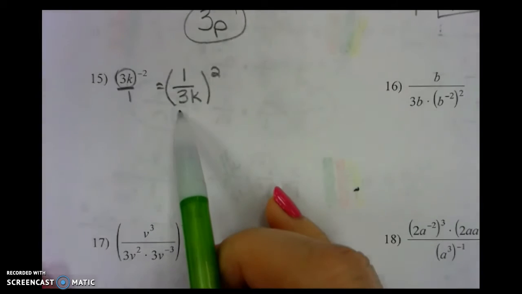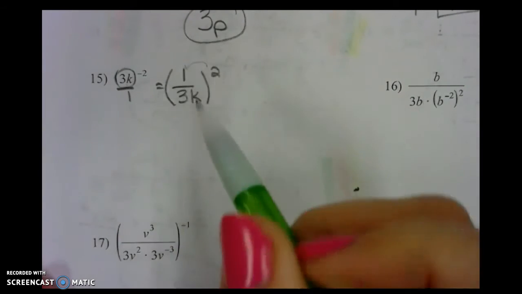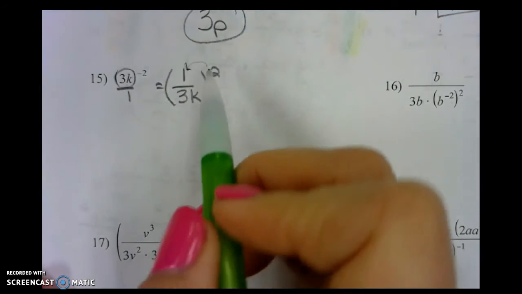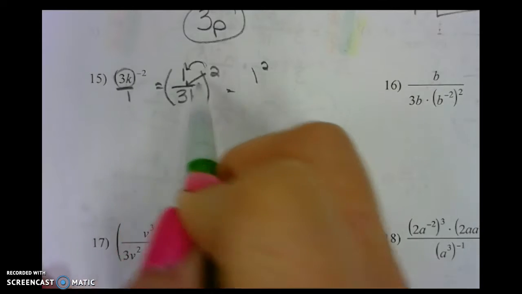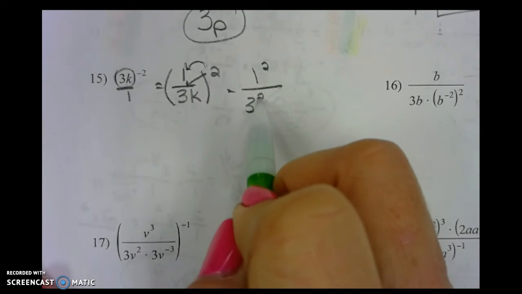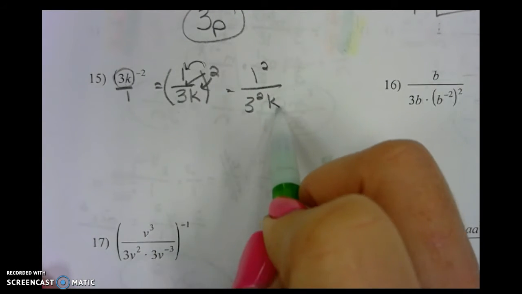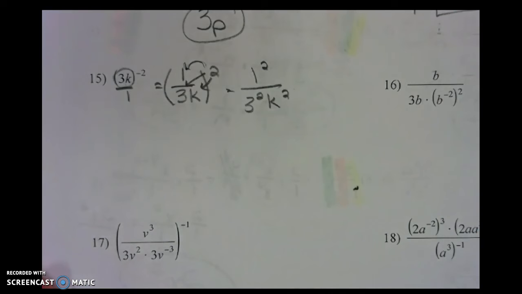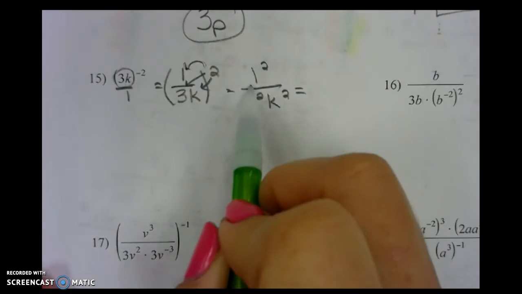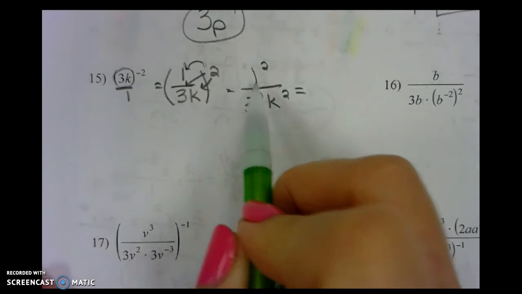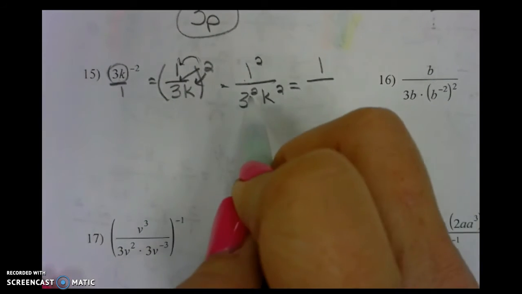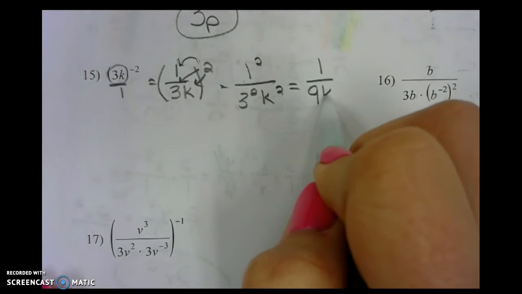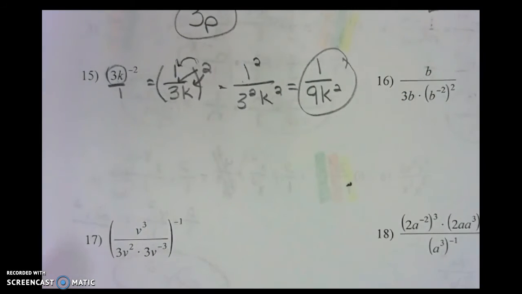Now this is a product power rule with a quotient. We are going to distribute that 2 exponent. First, it's going to go to the 1, 1 squared. Then it's going to go to the 3, 3 squared. Then it's going to go to the k, k squared. There's no point in leaving 1 squared in your problem. 1 times 1 is 1. 3 times 3 is 9. And that is your answer.